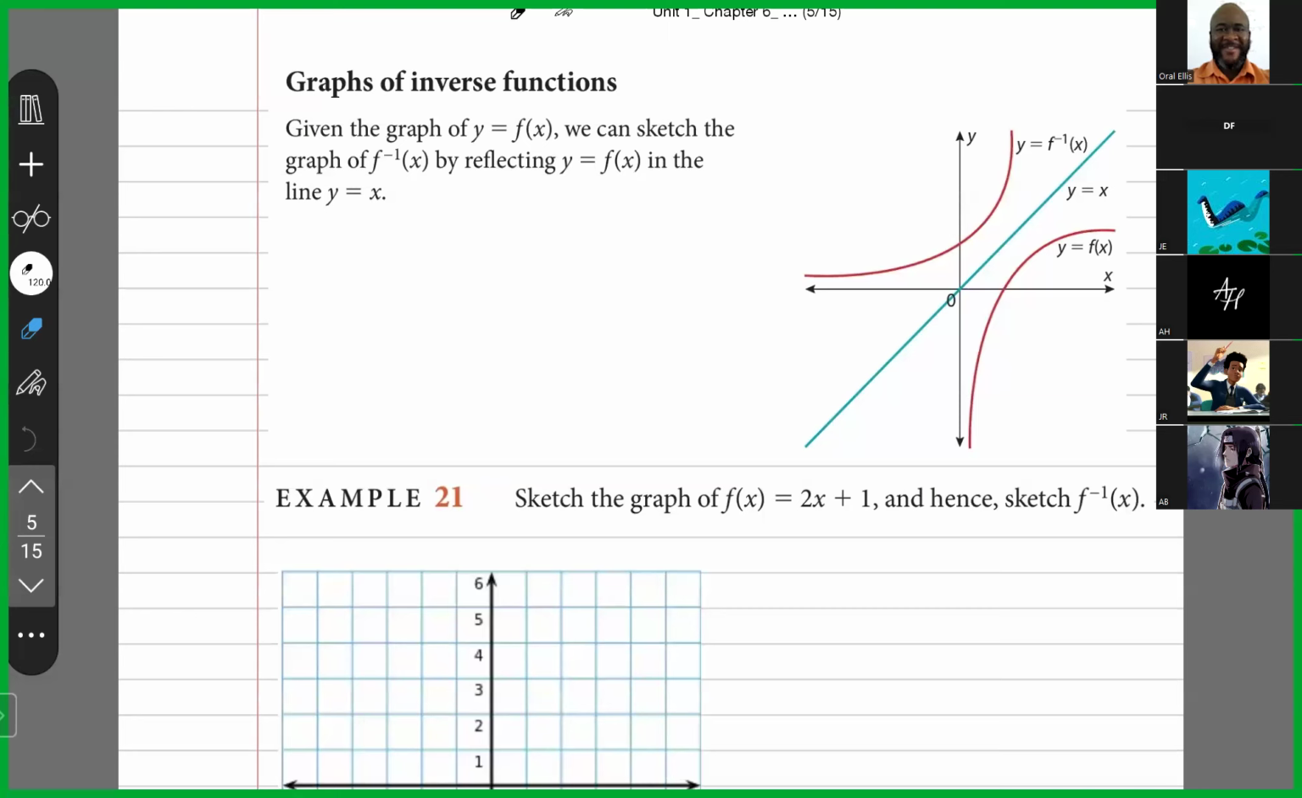We have the graph of y is equal to f of x, which looks like a logarithm graph. And you have the graph of y is equal to f inverse of x.